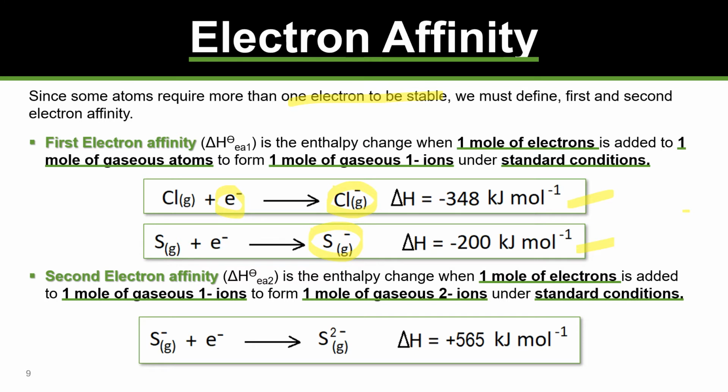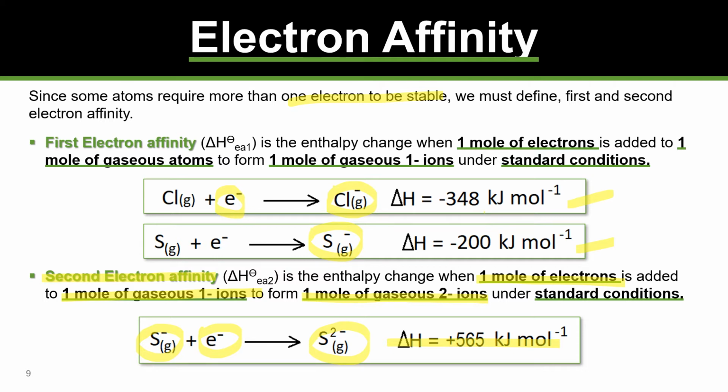So we need the second electron affinity, and it is the enthalpy change when 1 mole of electrons is added to 1 mole of gaseous -1 ions to form 1 mole of gaseous ions with the -2 charge. Of course, the sulfide -1 is going to get 1 electron to form the sulfide ion, and look, the value is positive because we already have 1 electron extra, and they are going to form a repulsion, so it's going to be difficult to put the second electron in the same cloud.